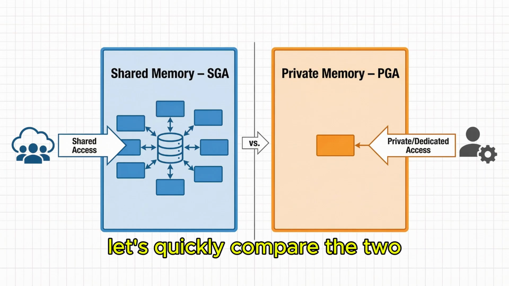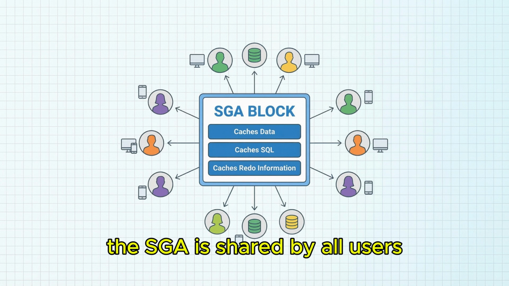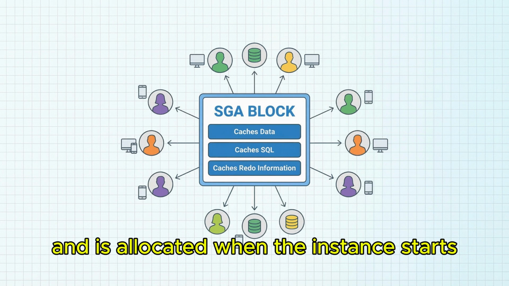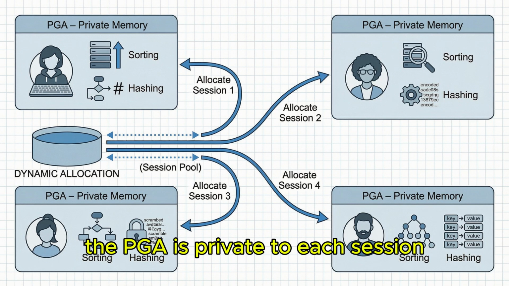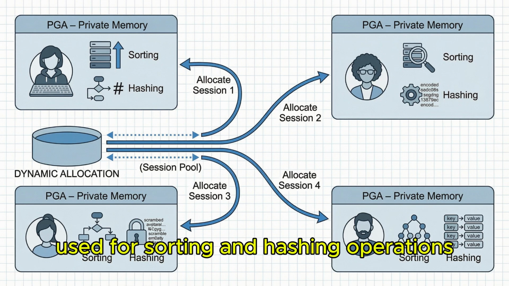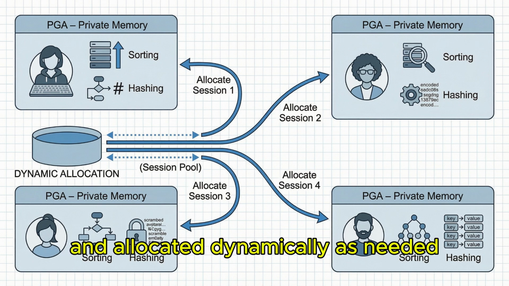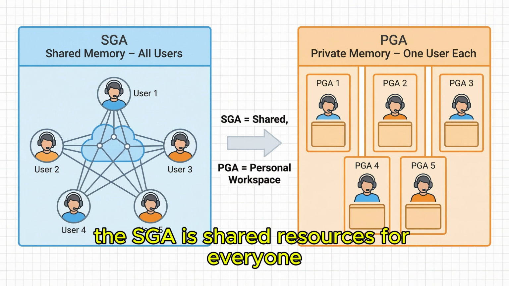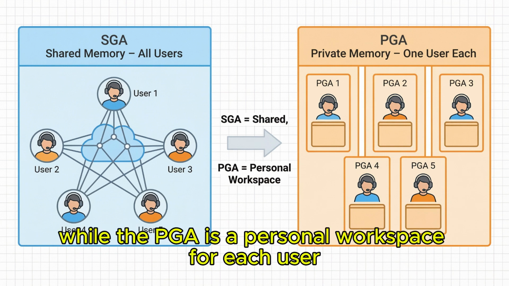Let's quickly compare the two. The SGA is shared by all users, caches data, SQL, and redo information, and is allocated when the instance starts. The PGA is private to each session, used for sorting and hashing operations, and allocated dynamically as needed. A simple way to remember this is: the SGA is shared resources for everyone, while the PGA is a personal workspace for each user process.